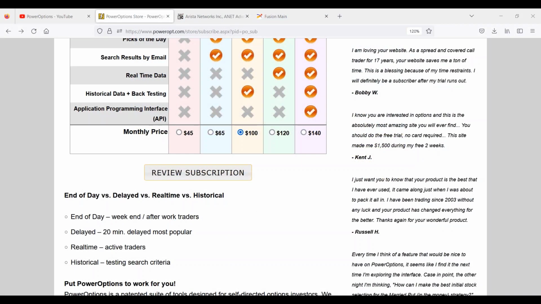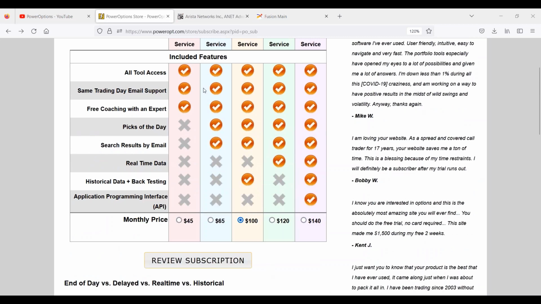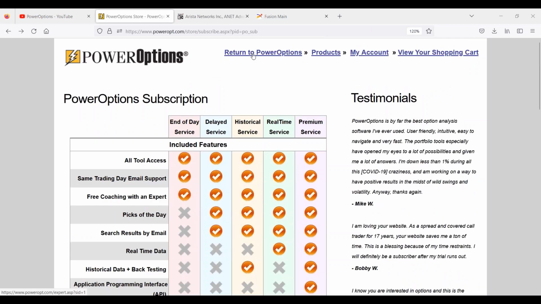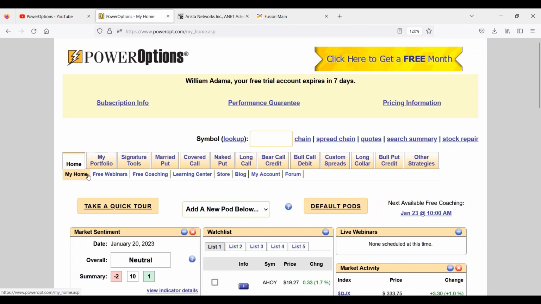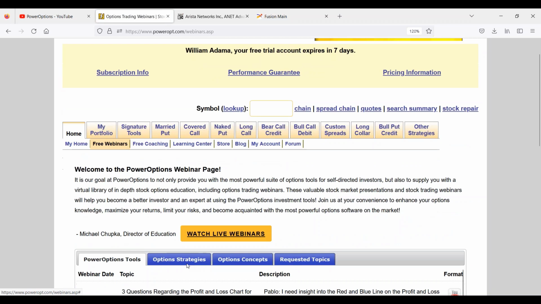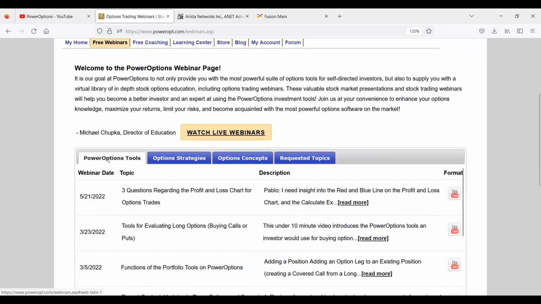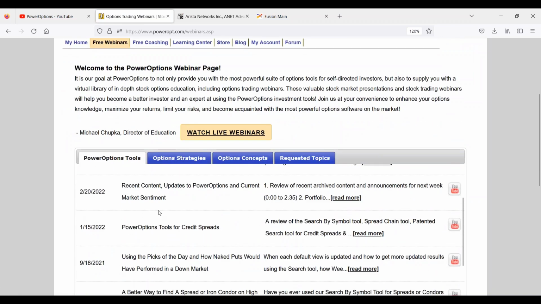Shashir says, how do I access historical options data and the back testing tools? Okay, let's go back to PowerOptions. We're just going to take a limited look at this, Shashir. Not really limited, of course, but first things first: free webinars, PowerOptions tools section on your trial.